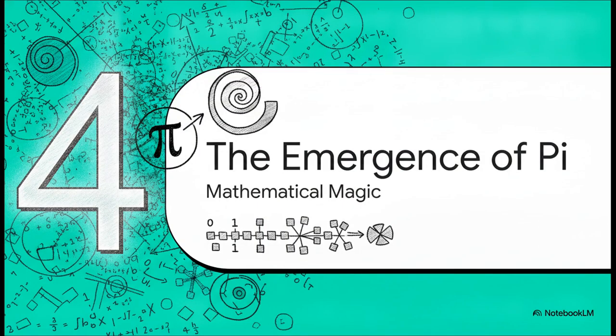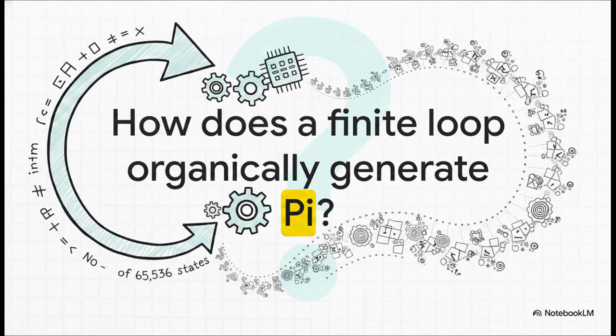Which brings us to section 4, the emergence of pi, mathematical magic. Okay, this next part is literally mind-bending. Let's observe what happens to that omicron bit over time. It sounds totally impossible. Actually, scratch that. It sounds like magic. How does a finite 16-bit loop of flipping coins organically generate the infinite sequence of pi? No, seriously. Let's actively look at how the machine achieves this without ever having pi programmed into its memory.